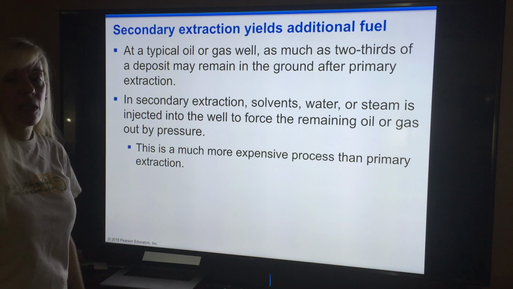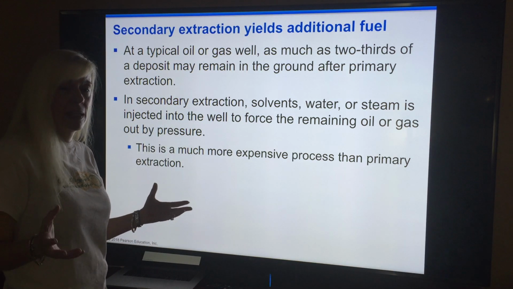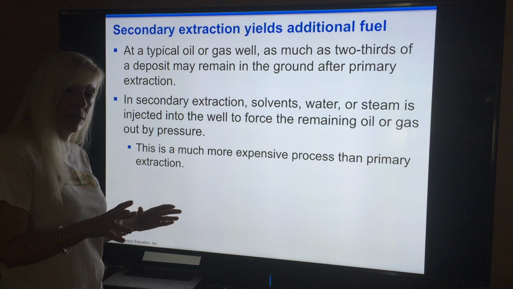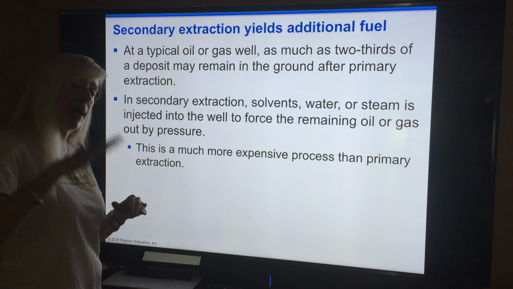Much more expensive. So once again, they may know they've sucked most of it out or drilled most of it, whatever it may be, and they keep that well there. And then when the cost of oil goes up so that it's worth the effort, then they go back and do the secondary.